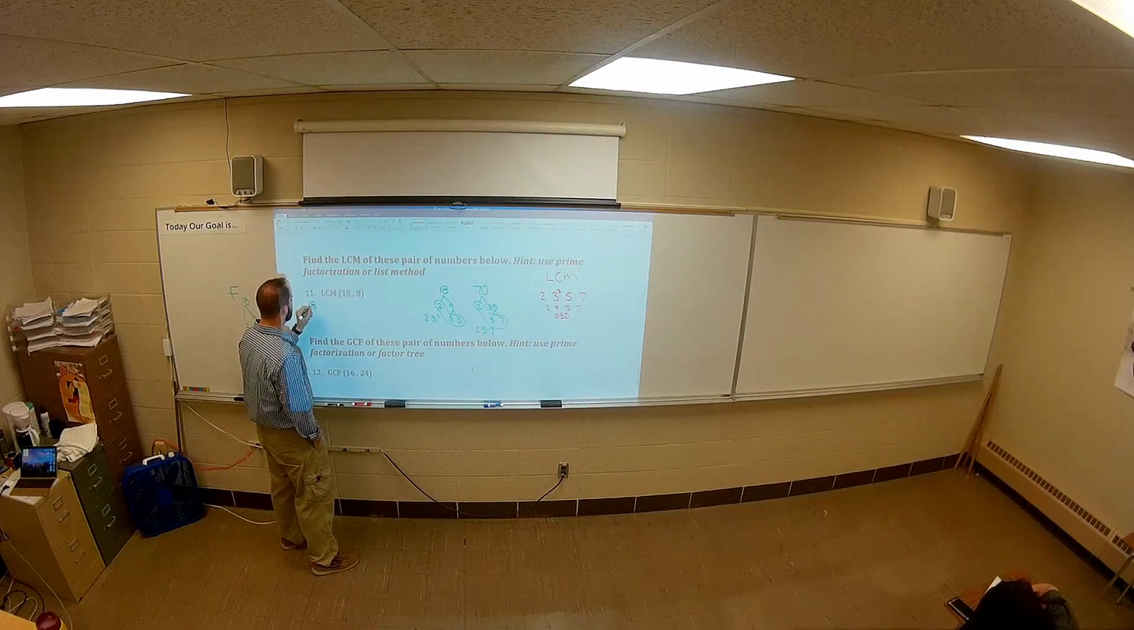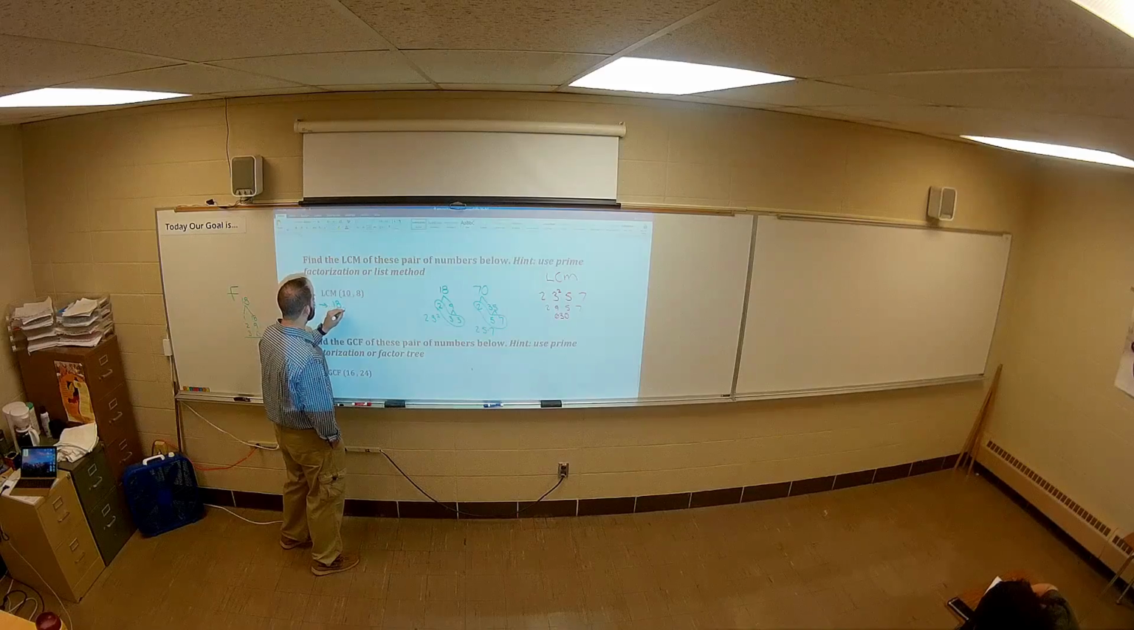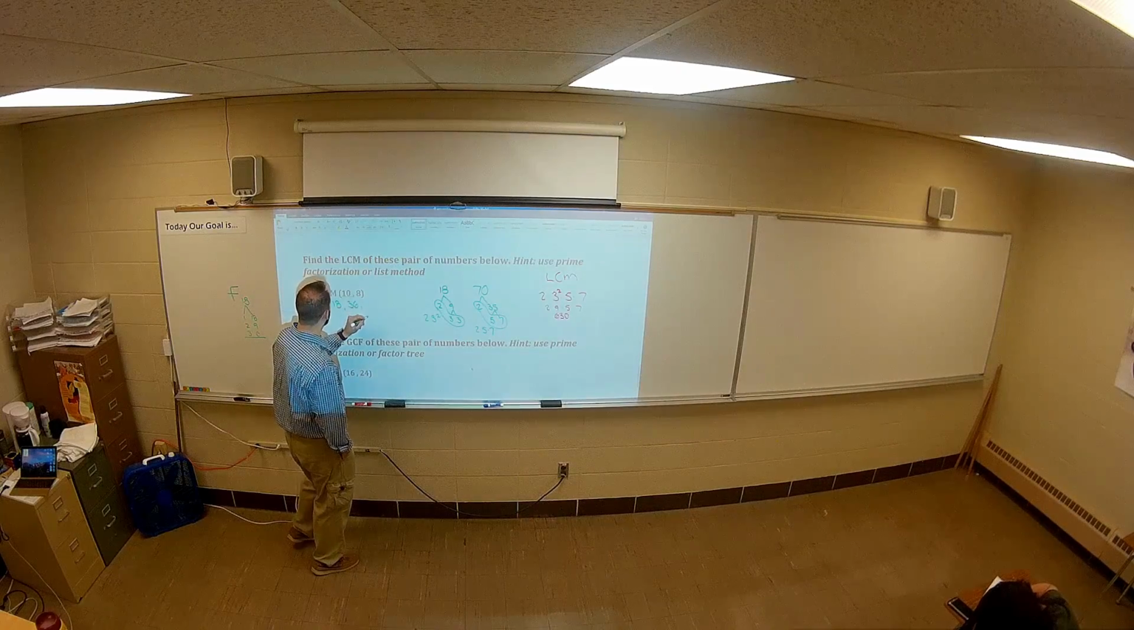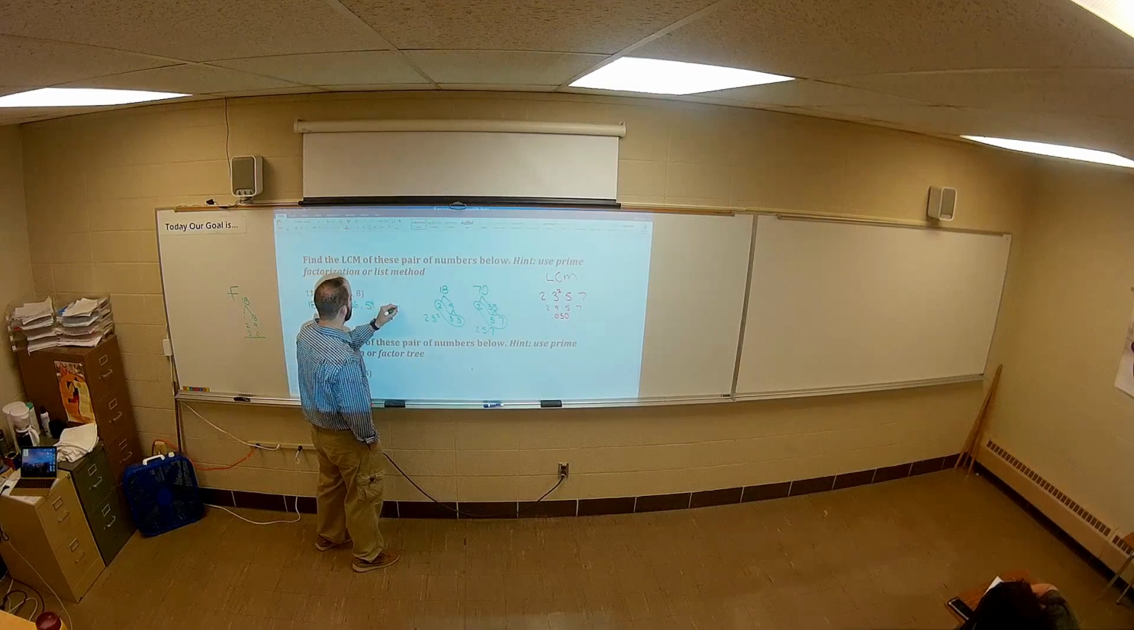This is the list. You list 18, and you find all the multiples of 18. So 18 times 0, actually 0, 18 times 1, 18 times 2, what is 18 times 2? 36. 18 times 3, that's 54. And then you keep going.